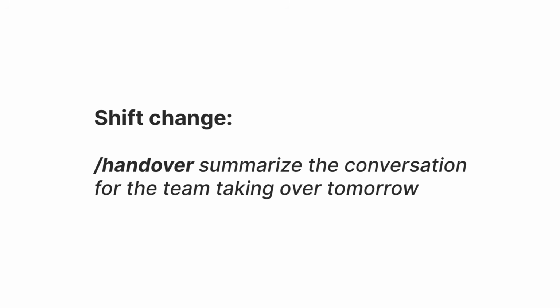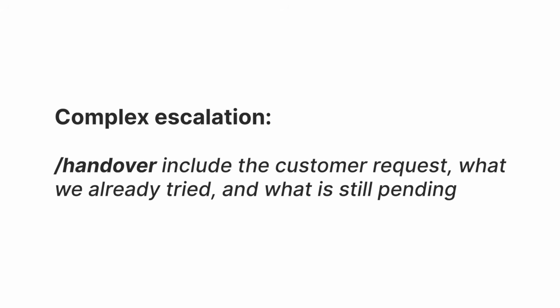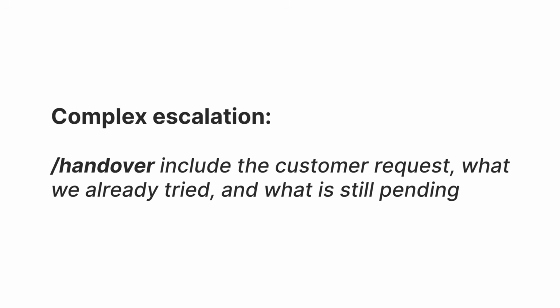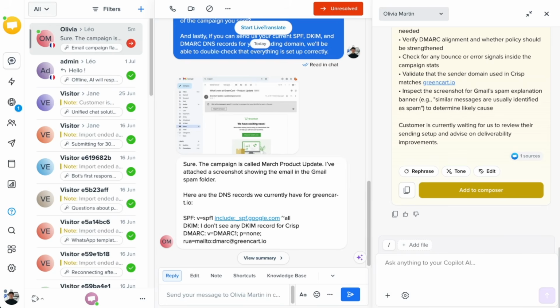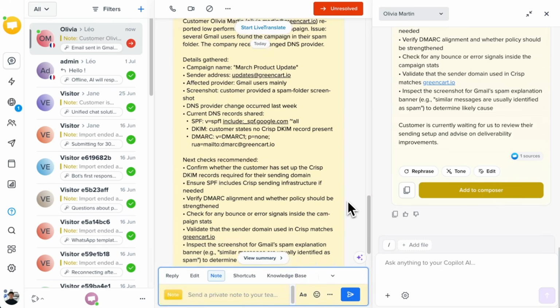You could ask, "handover, summarize the conversation for the team taking over tomorrow." Or for a complex customer escalation, you could ask, "handover, include the customer request, what we already tried, and what is still pending." Copilot can include what the customer asked, what has already been done, what information is missing, what the next teammate should check, and what action should happen next.